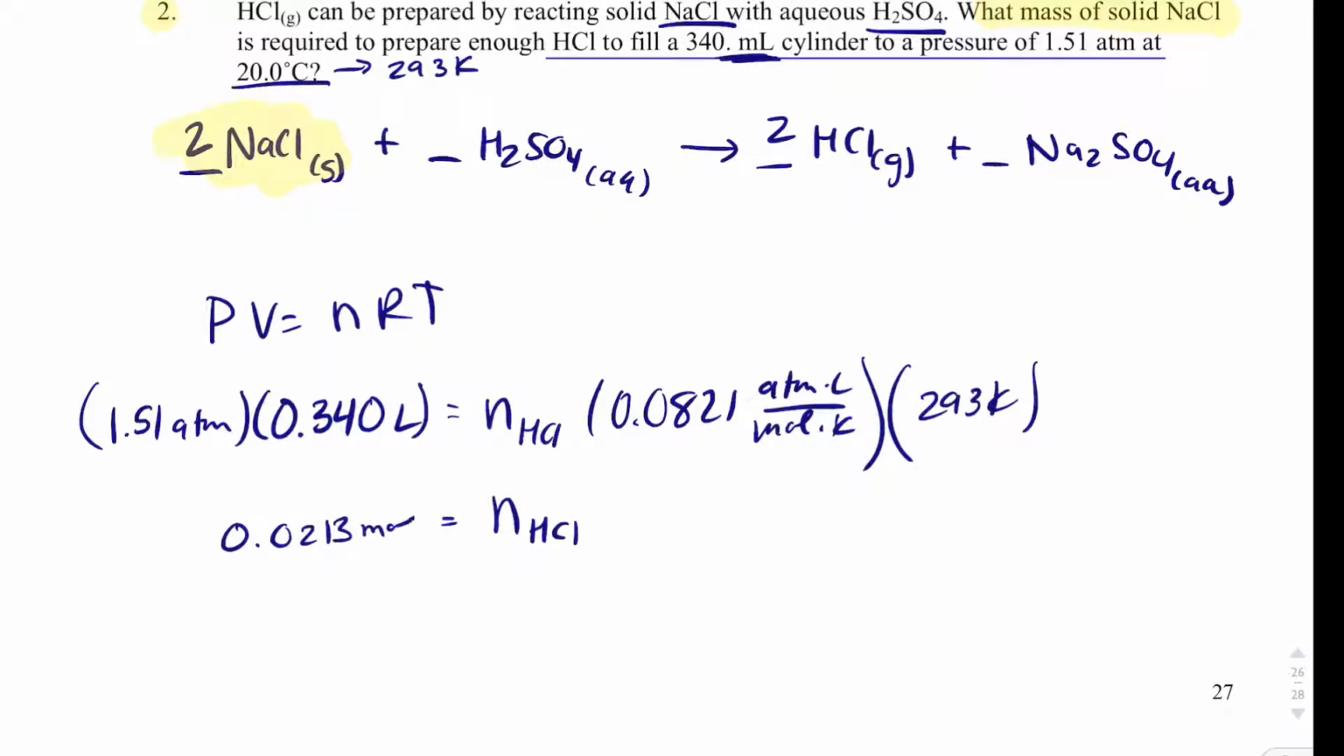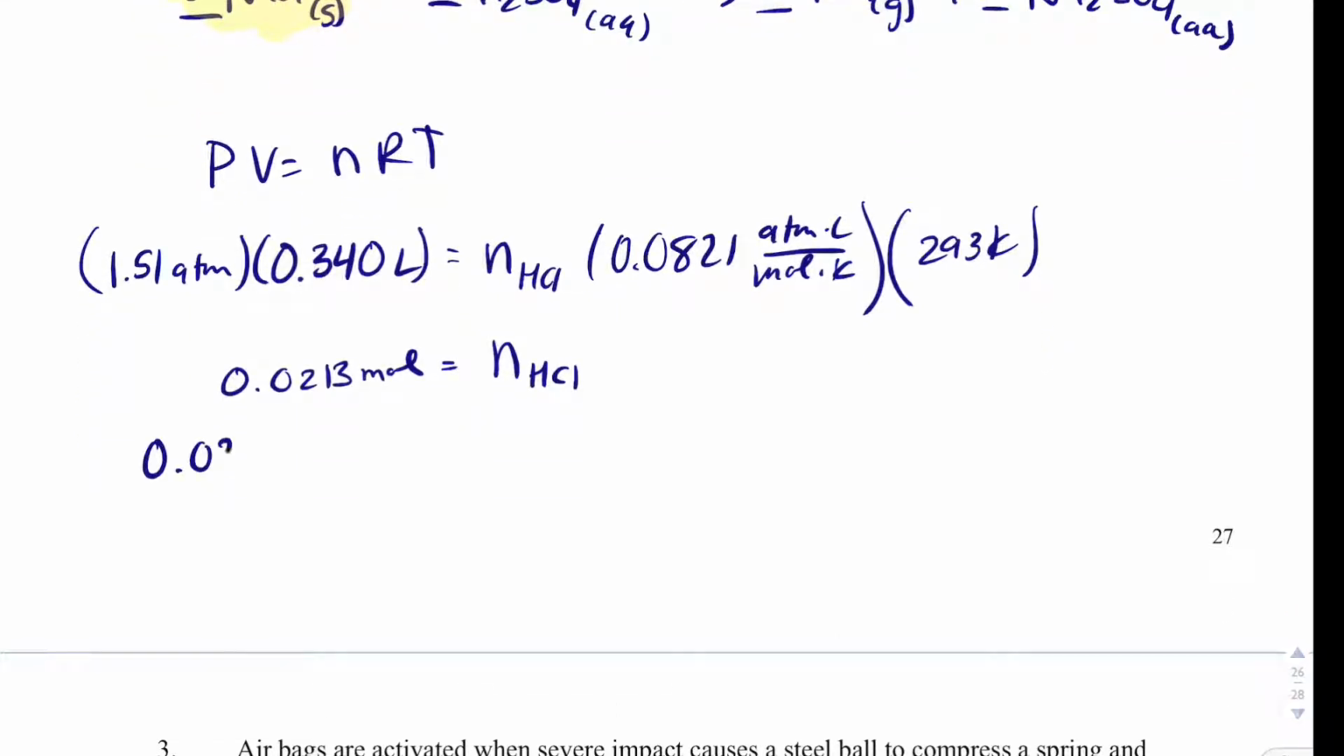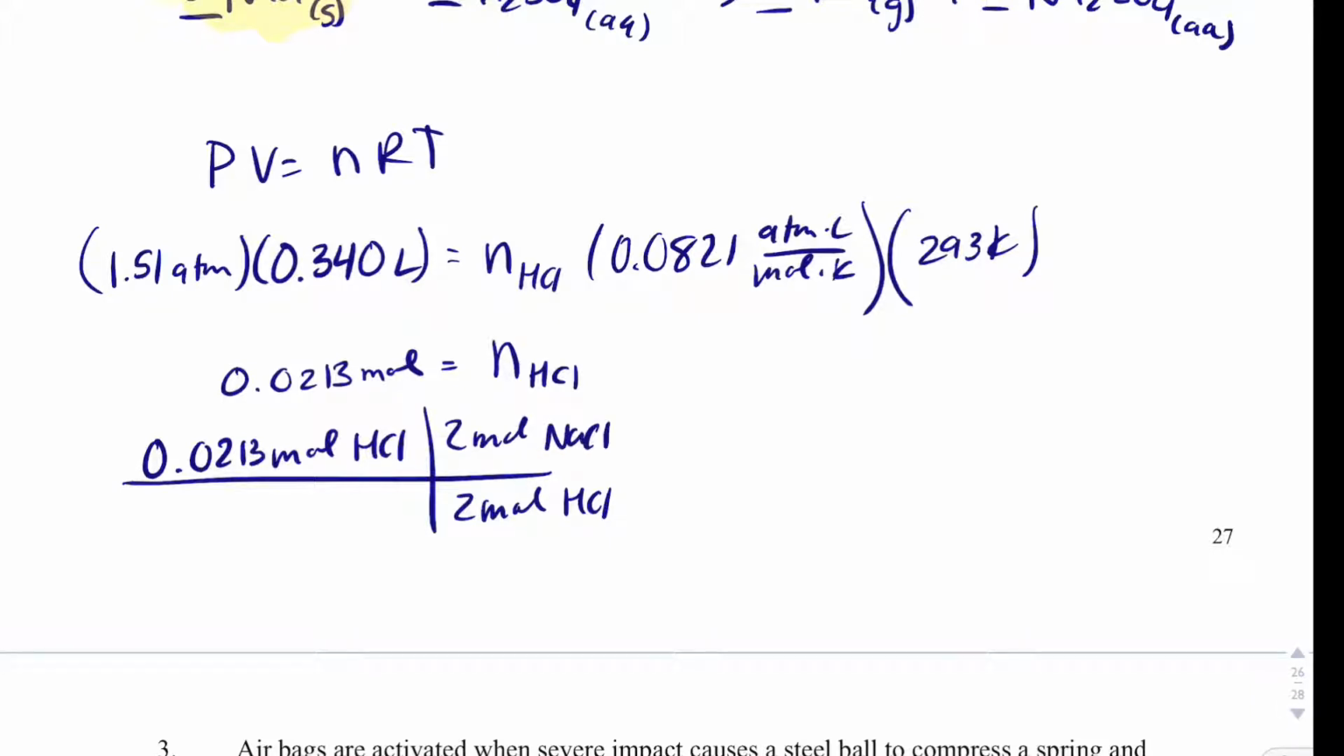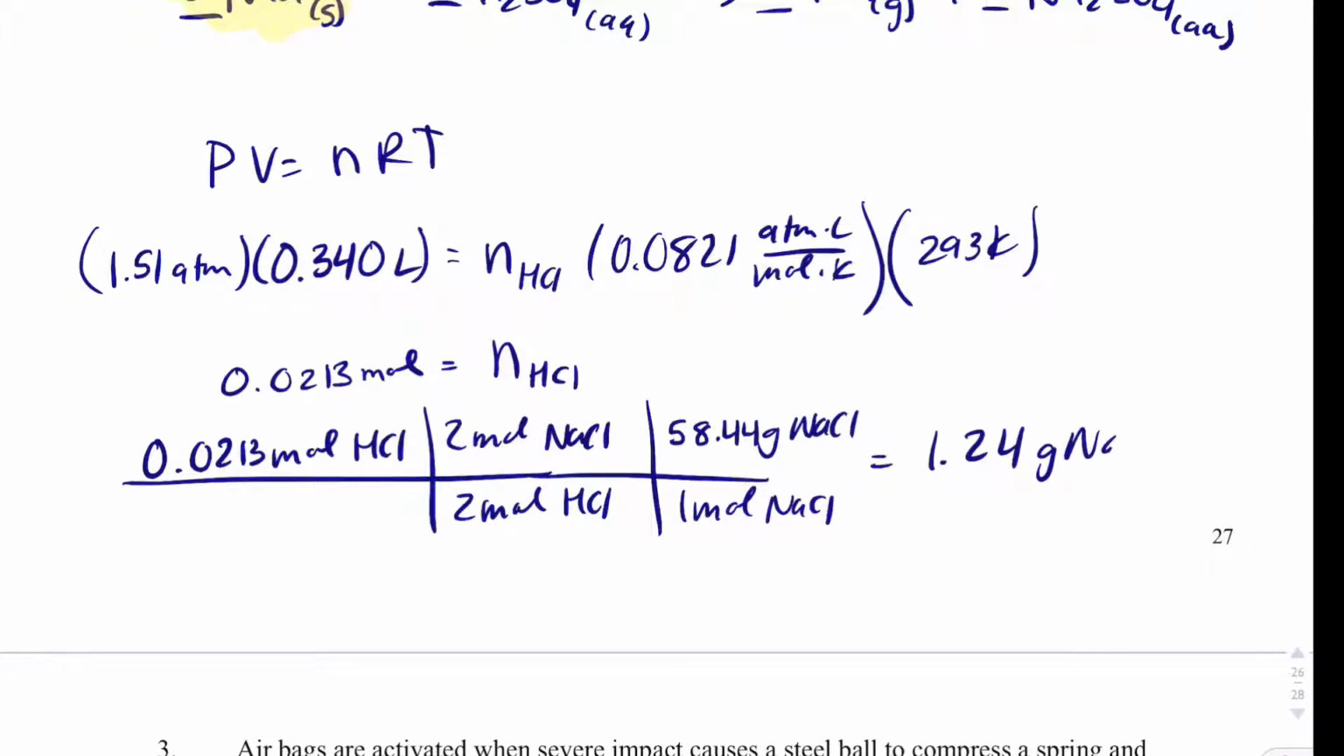0.0213 moles. And now I've got to think, how am I going to get that to grams of NaCl? And the answer is going to be just a mole bridge. And so I have 0.0213 moles of HCl. There are 2 moles of HCl for every 2 moles of NaCl. Now that I'm at moles of NaCl, I can get its molar mass, which is 58.44 grams of NaCl. And so the final answer is going to be 1.24 grams of NaCl would be required.